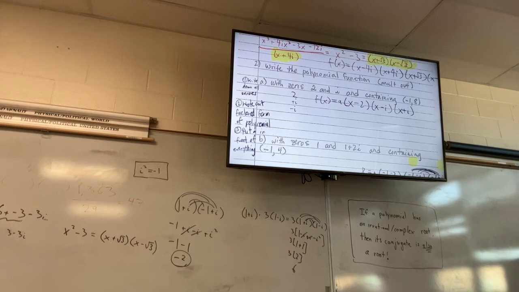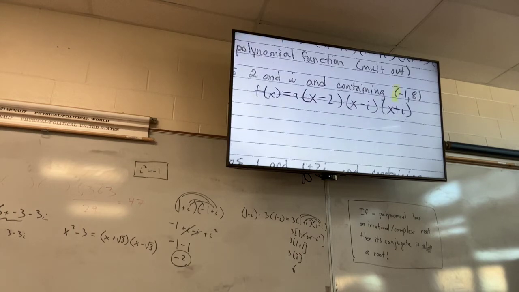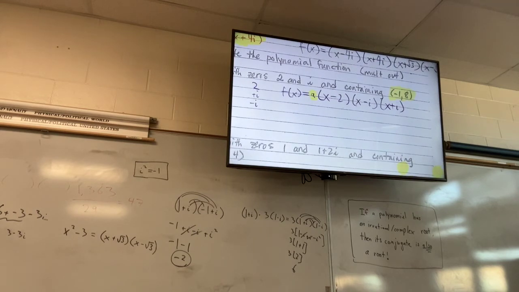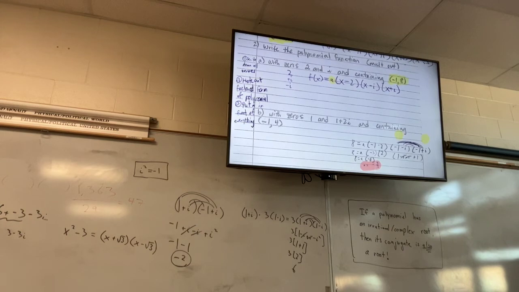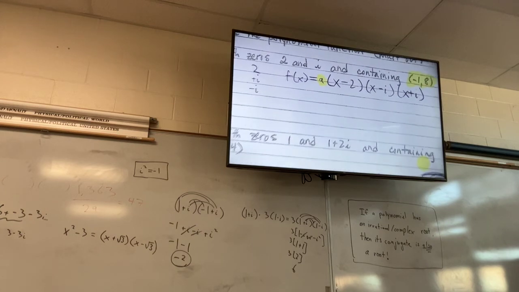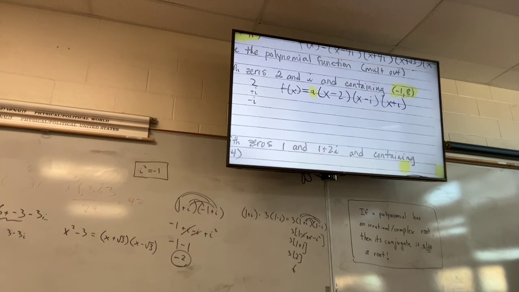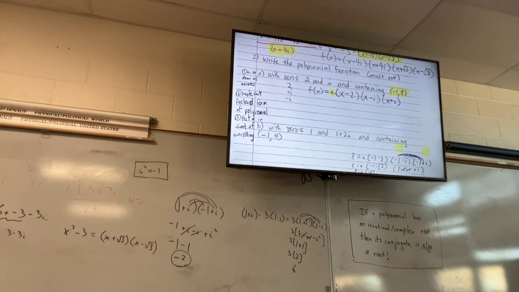Okay, and then I'm just about done. The only thing I'm missing is I need to make sure the function contains the point negative 1 comma 8. That's why I add this a in here. On the homeworks that were similar to this problem, they just told you to write a polynomial with zeros 2 and i and negative i, so we could just set a equal to 1. We could just pick a and be done. Now they're giving us another step. They're saying, write a polynomial function with these 3 zeros and make sure it contains this point.